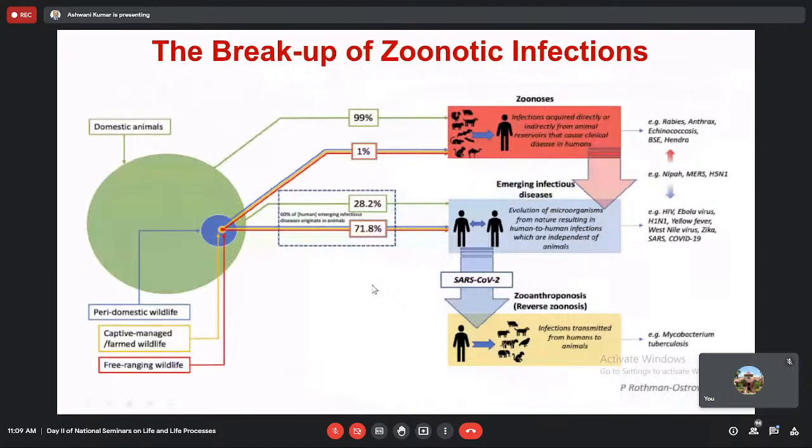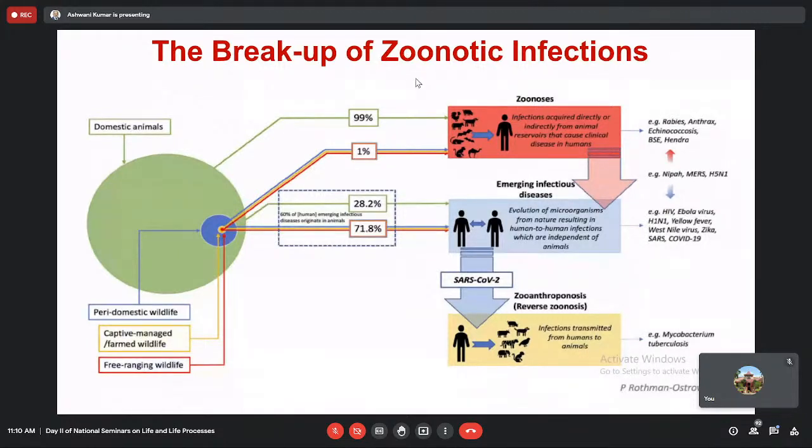If we break up the zoonotic infections, the largest threat to humans is from domestic animals, and a much smaller threat from peri-domestic wildlife, captive, managed farmed wildlife, and free-ranging wildlife. 99% of these are actually zoonoses in the red box, and these are acquired directly or indirectly from animal reservoirs, which are in close proximity or contact with humans. The examples are rabies, anthrax, BSE, and Hendra virus.